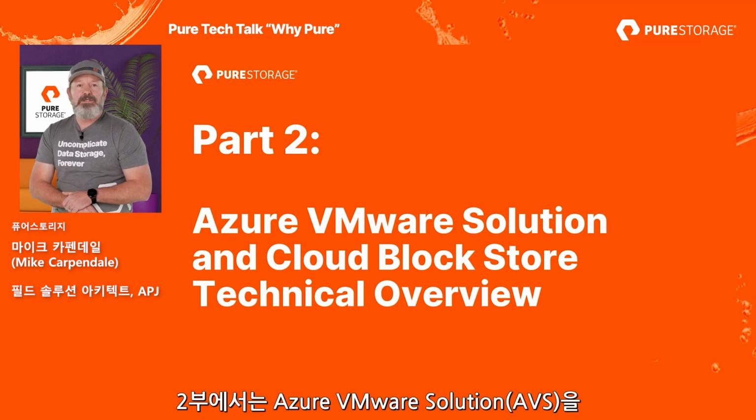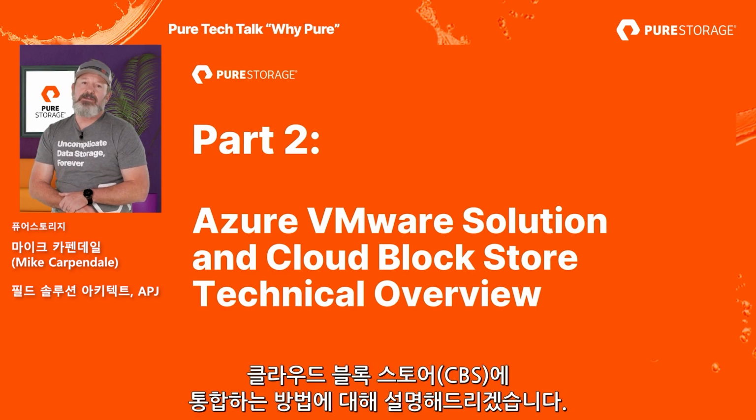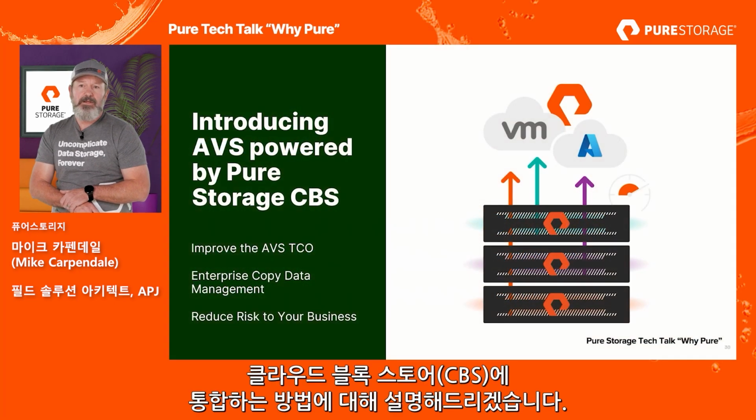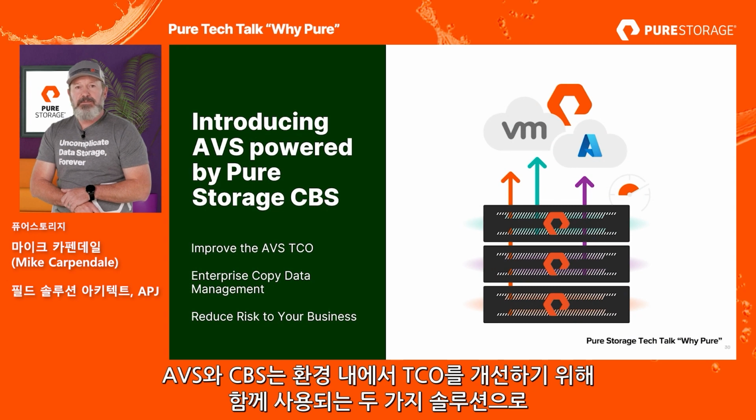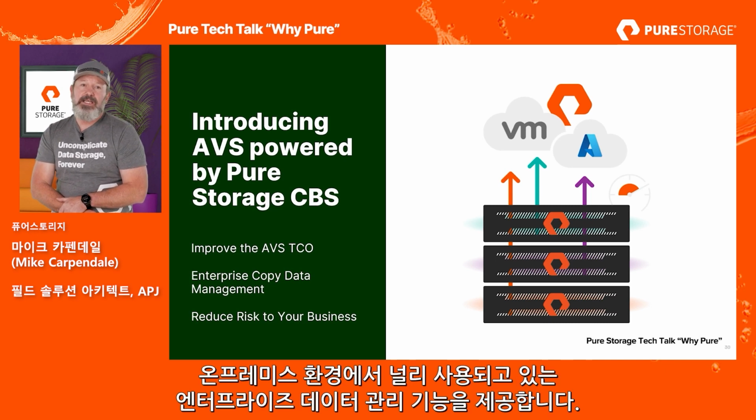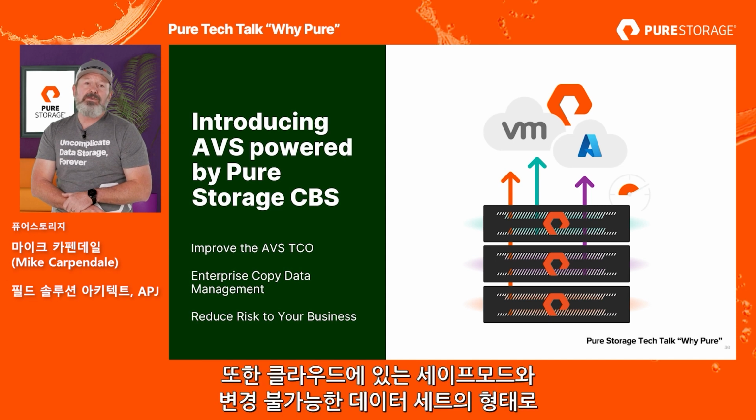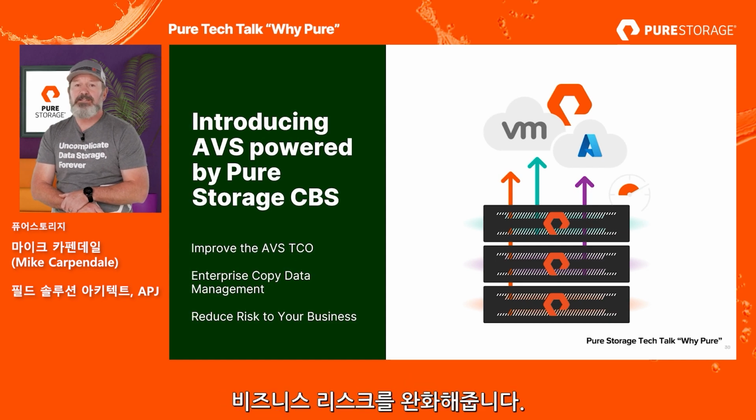Part 2 of this talk is around the Azure VMware solution, AVS, and how we integrate into Cloud Block Store. AVS and CBS are two existing solutions that have come together to deliver improved TCO inside an environment, to deliver those enterprise data management features that we've come to know and love in the on-premise world, and also to deliver risk mitigation to your business as well in the form of safe mode and immutable data sets in the VMware cloud.